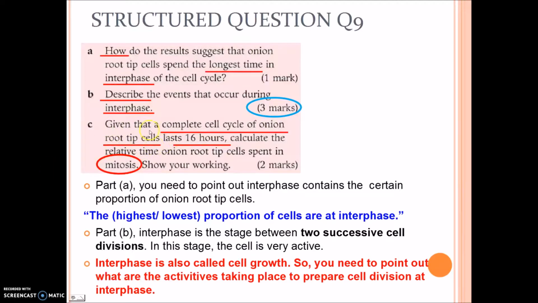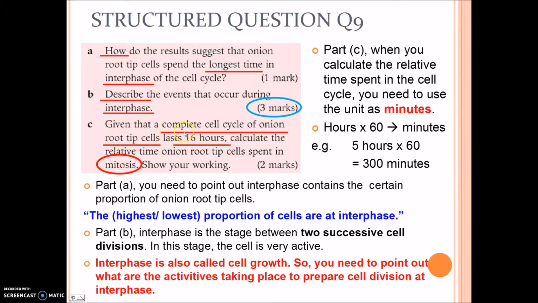For part C, that's the calculation part. Given that a complete cell cycle of the onion root tip cells lasts 16 hours, calculate the relative time the onion root tip cells spend in mitosis. So we are working with 1 plus 1: 1 is for a step, and the other one is for the answer. One reminder for you: once you need to express the relative time, maybe for cell division, for this type of question, make sure that the unit should be minutes.